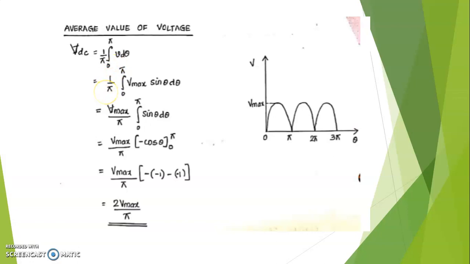In the next line, we will replace small letter v using Vmax sin theta. This is the equation of the waveform. Now, Vmax is a constant term. So, in the third line, we will take Vmax outside of the bracket and integrate sin theta. We will get minus cos theta, apply the limits, and finally, we will get 2 Vmax by pi. So, this is the average value of voltage of a full wave bridge rectifier.